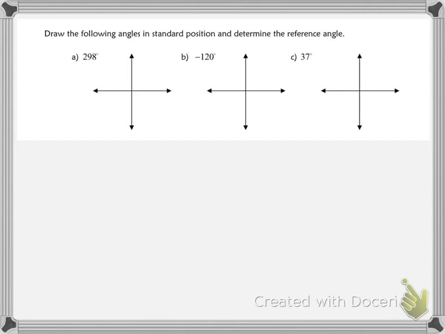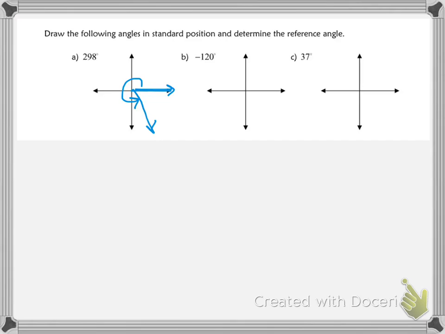In this set of problems, we're just extending a little bit on what we had already done in the problems before with drawing them in standard position. So for 298 degrees, we're going to start here for our initial side. 298 is just a little bit past 270, so somewhere right there. And it's going that direction.